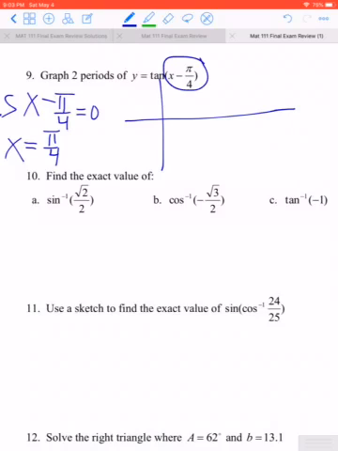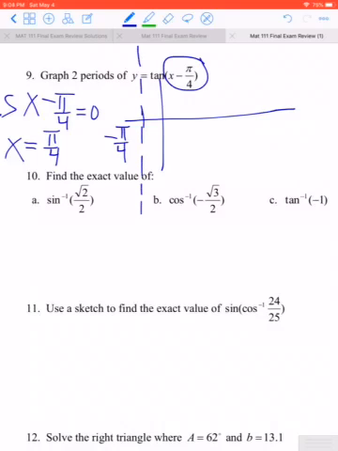So what you want to do is just take all of the key points that are on the graph of the tangent of x, that starting asymptote, that 0 in between, and the asymptote at pi over 2, and add pi over 4 to them. It's going to be a horizontal shift to the right. If I take negative pi over 2 and add pi over 4, that's going to give us negative pi over 4, which is going to be the location of the new vertical asymptote.